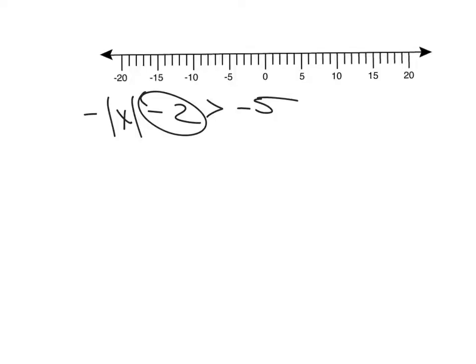So how do we do that? Well, we just do everything that we normally do. We add 2 to this side and we add 2 to this side. And we do not change the sign because we did not divide by a negative number.